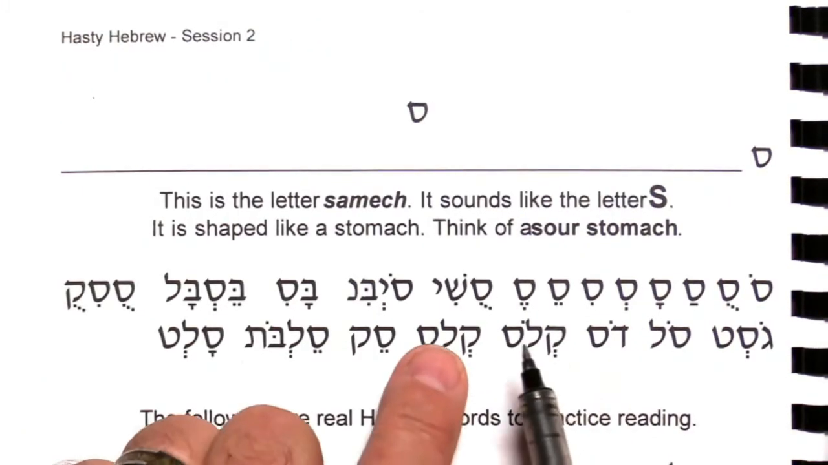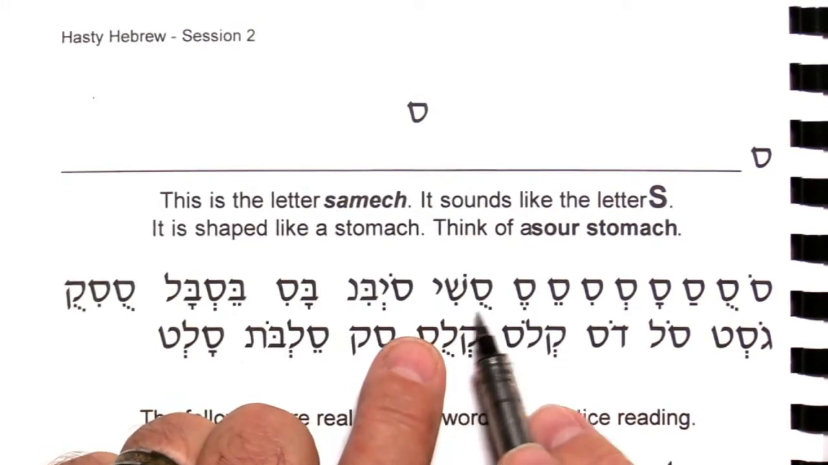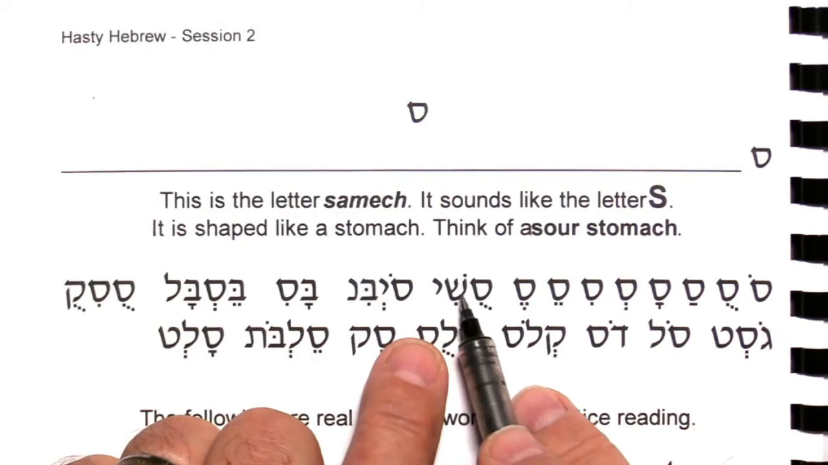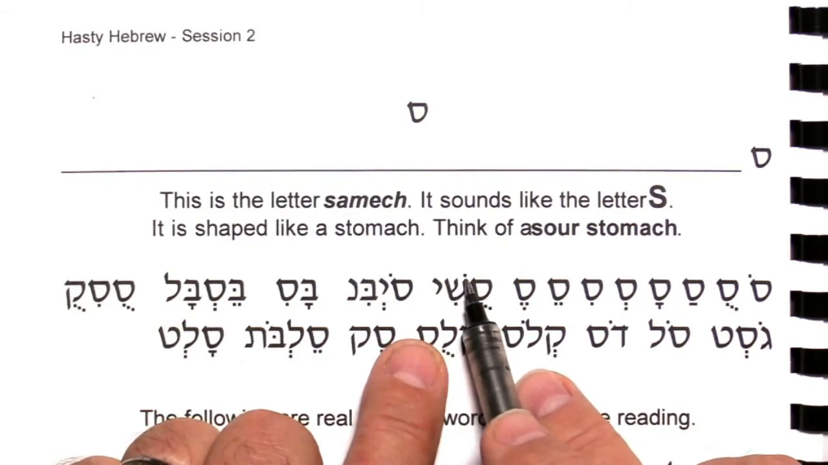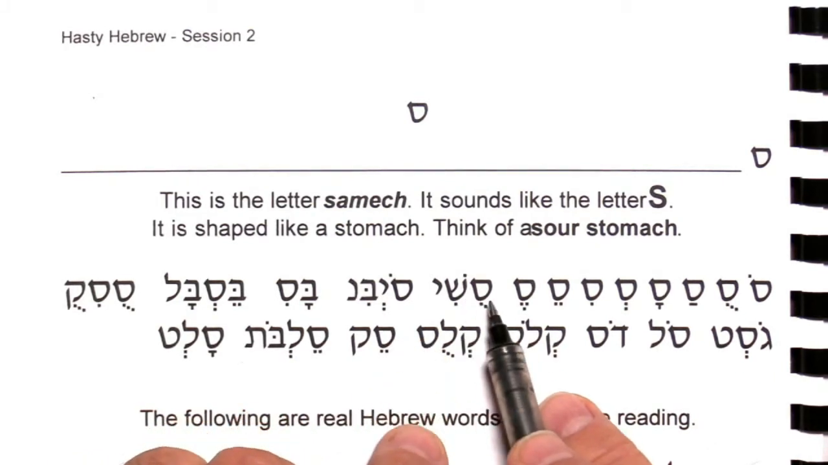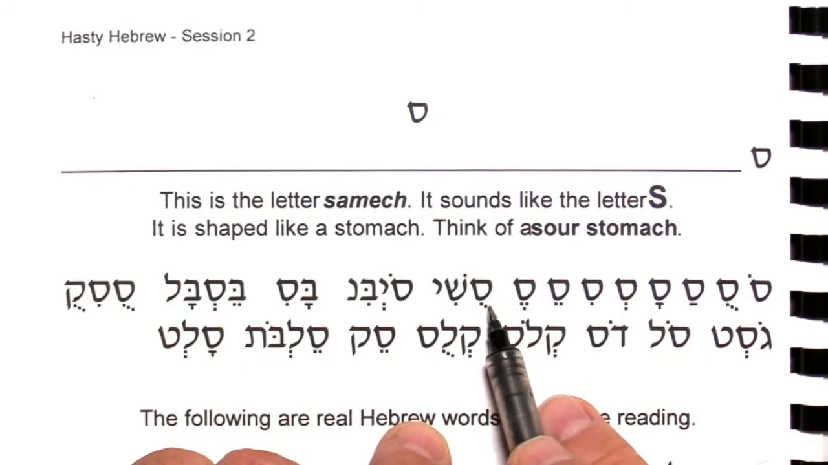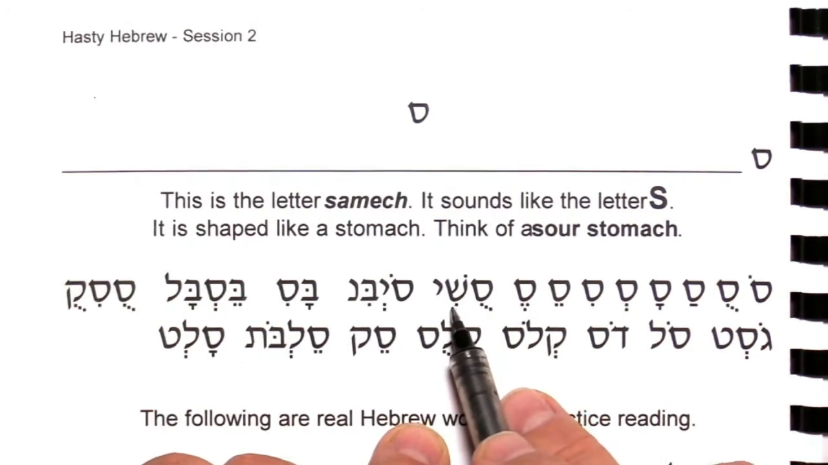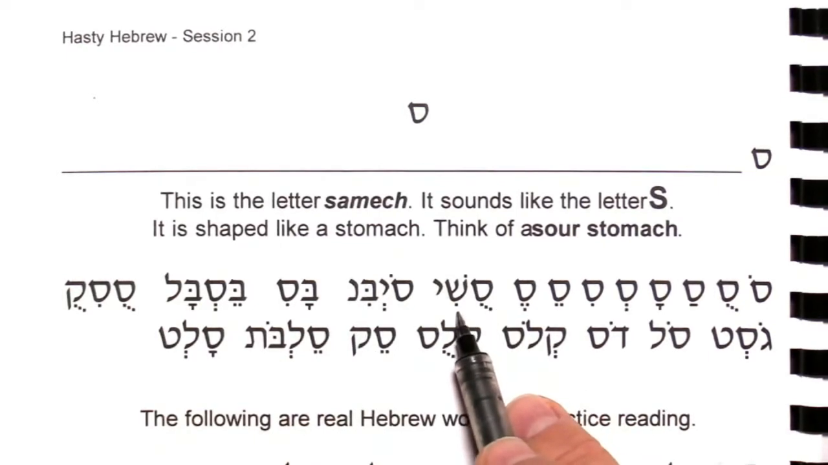Okay, let's see how we did. Sushi. All right, there's our sushi letter with a dot on the right. Remember, when the dot's on the left, it's an S. On the right, it's an SH sound. So if our sour stomach, with the oops, I fell down the stairs, su, she. And the yud could be there or not, it's still sushi.